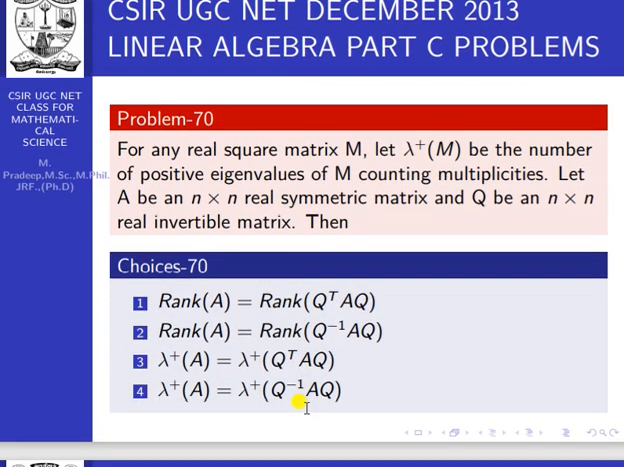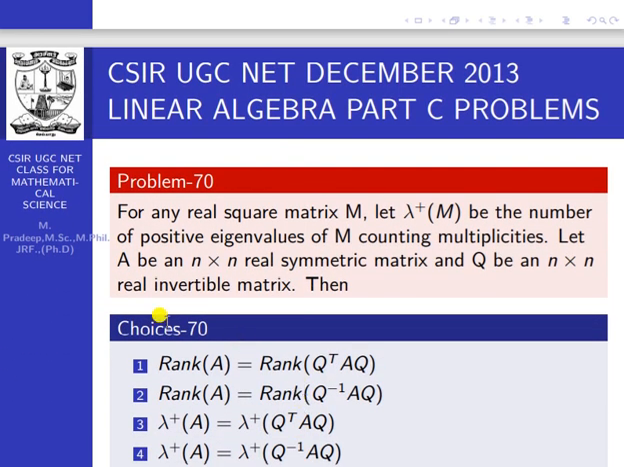The next problem, problem number 70. For any real square matrix M, let lambda plus of M be the number of positive eigenvalues of M, counting multiplicities. Let A be an n by n real symmetric matrix, and Q be an n by n real invertible matrix. Then which options are correct?